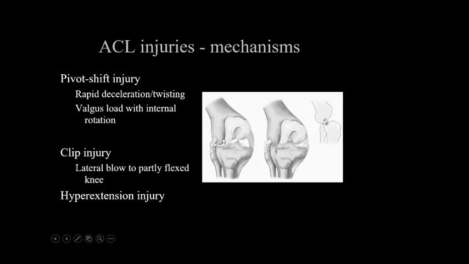What happens is the lateral femoral condyle dislocates and sits behind the lateral tibial plateau. And because of that dislocation of the lateral femoral condyle, you get this kissing bony bruise between the lateral femoral condyle and the lateral tibial plateau. So this is the typical appearance or the typical mechanism for ACL injury.